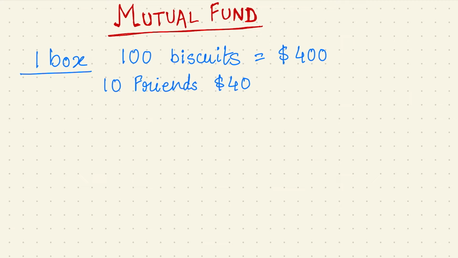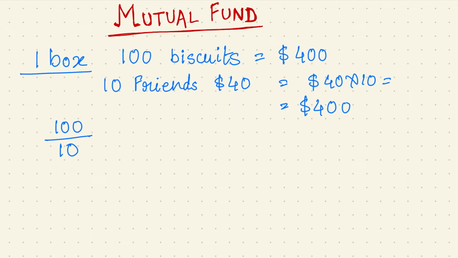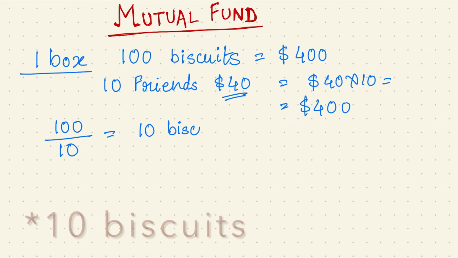Then what are they going to do? They are going to come together and contribute the $40 which they had, all 10 of them. So they will have $400 and they are going to buy that whole box together. Then, once they have the whole box, they are going to distribute the 100 biscuits among themselves as per the contribution. In this example, they have all contributed equally, $40 each. So all of them are going to get 10 biscuit packets each.